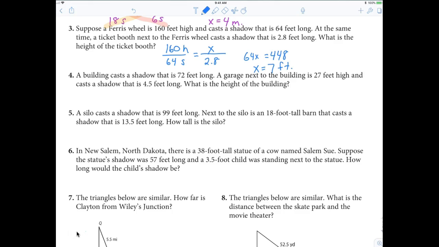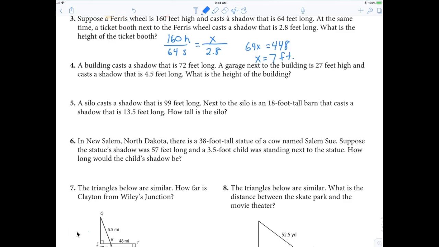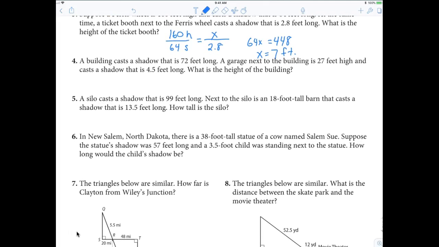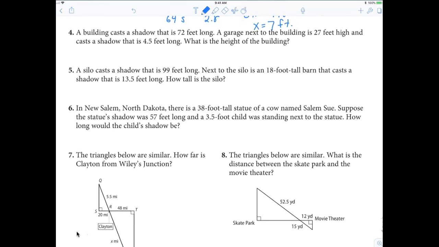All right. Now let's skip 4 for a second. 5 is the same principle, right? All right, let's try 5. Who wants to give 5 a shot? All right, Will, tell me. No. 99 represents the shadow. Right?